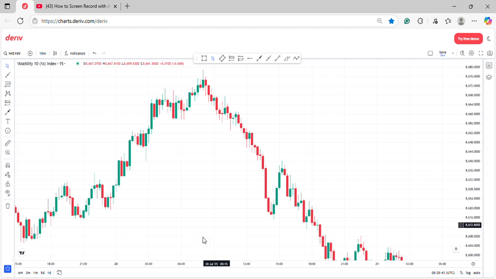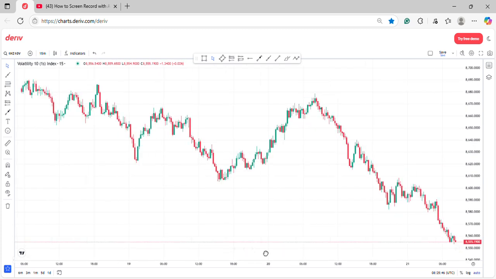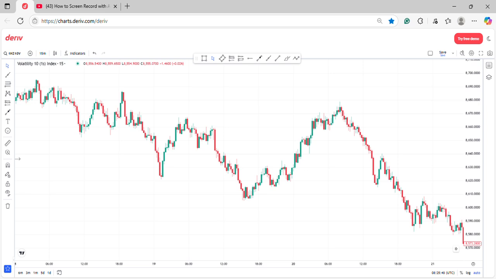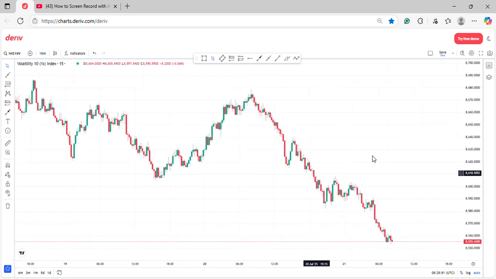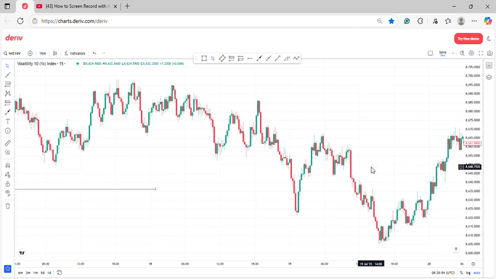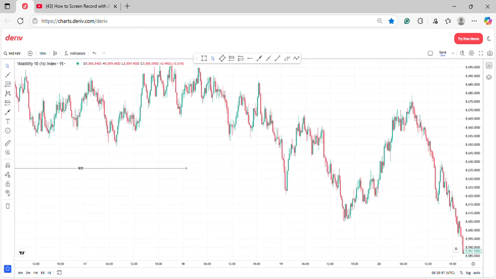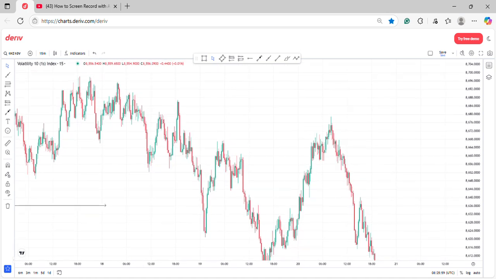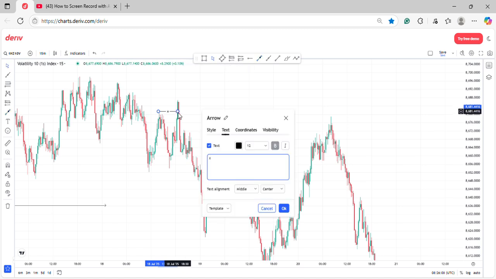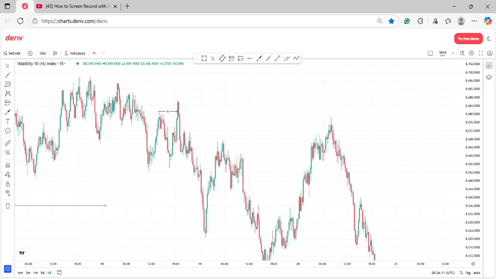So now look at this level. You can notice there's a sweep here. There's a sweep here. Let's represent this sweep with X. And there's a structural liquidity. There's an internal break of structure here that happened. IBOS. There's an internal break of structure that happened here.